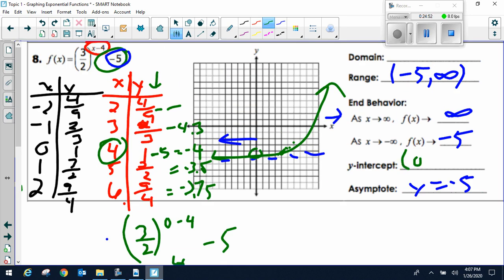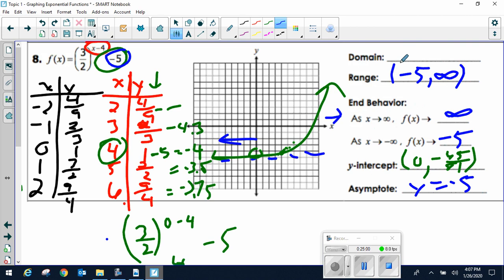If your teacher wants it in decimal, you can just get it in decimal. And the domain, again, doesn't really change. It's going to be negative infinity to infinity.